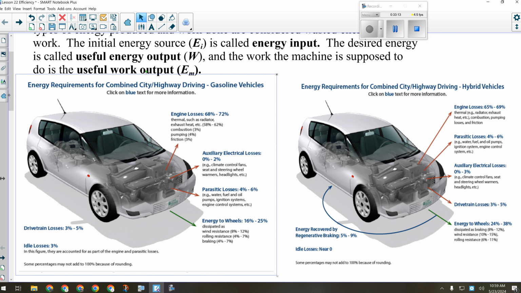All right. So we recently, a year and a half ago, bought, like I said, a plug-in hybrid.